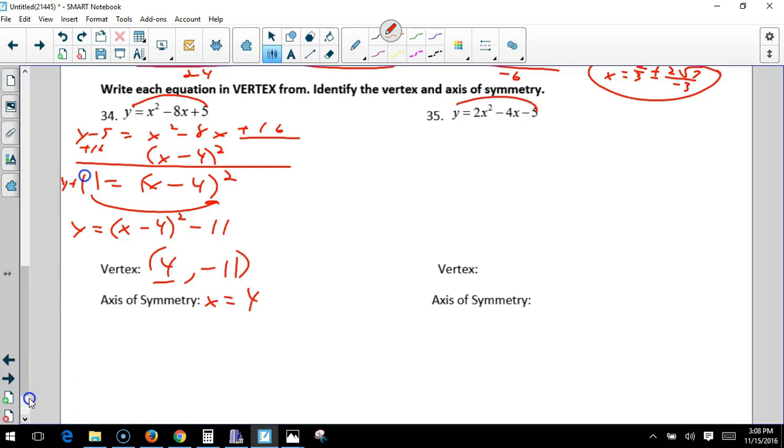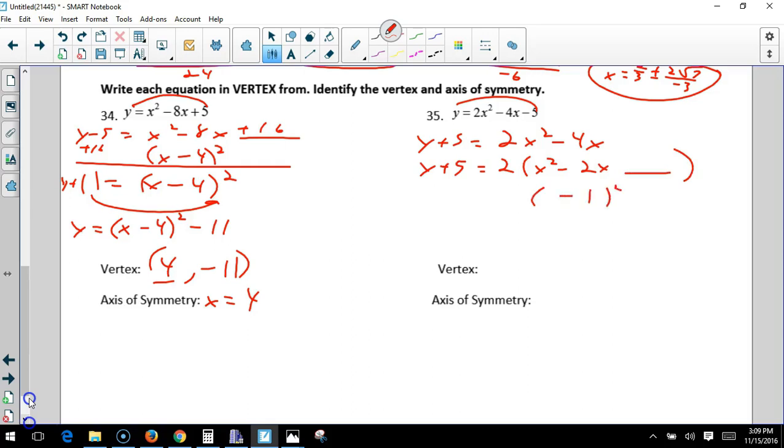Let's do it again. Move the 5 over. Y plus 5 equals 2x squared minus 4x. Okay? Now remember, this is one of those tricky ones. So we're going to factor out 2 because it has to be x squared. I'm going to leave our space. Now we do our trick on here, negative 1 squared, and we're going to add 1.